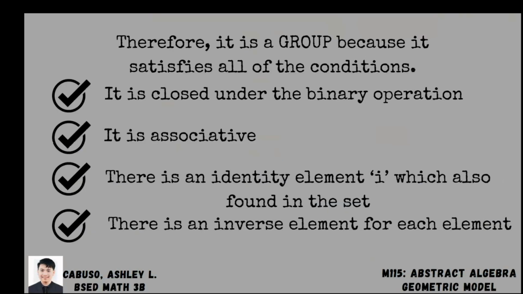Since there exists an identity element for every row and column, that is I, therefore it has an inverse element for all. So therefore, it is a group because it satisfies all of the conditions. First, it is closed under the binary operation. Second, it is associative. Third, there is an identity element I, which is also found in the set. And last one, there is an inverse element for each element.